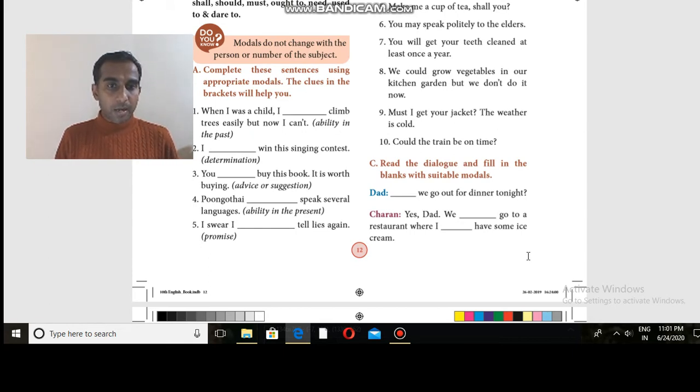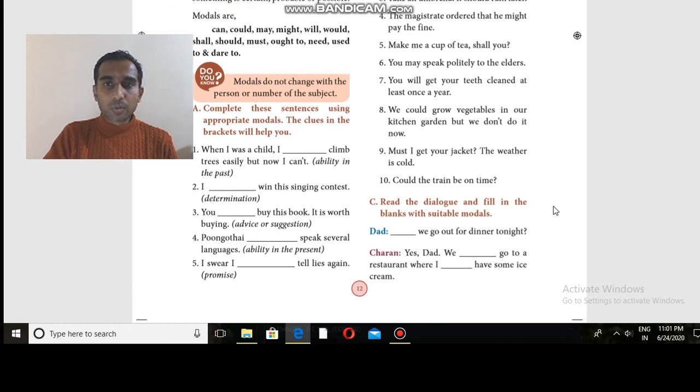And the fifth one, I swear I dash tell lies again. So it is a promise. I swear I shall tell lies again. So you have to give a promise. You can't say that I won't tell lies at all. So here it is, I swear I shall tell lies again. I might tell lies again. So I shall. That is the word you use here.